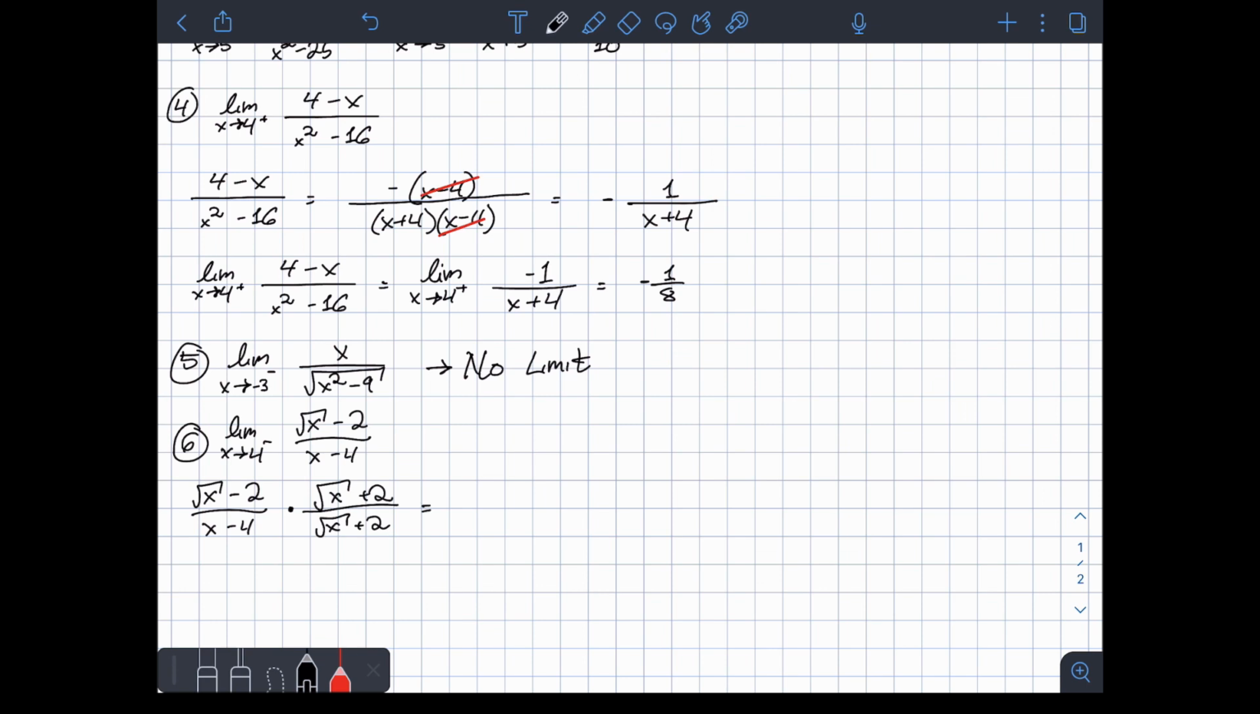So we'll get (x - 4) over (x - 4)(√x + 2), and these cancel out, which is equal to 1 over (√x + 2). And so we got an equivalent form that will not evaluate to 0.